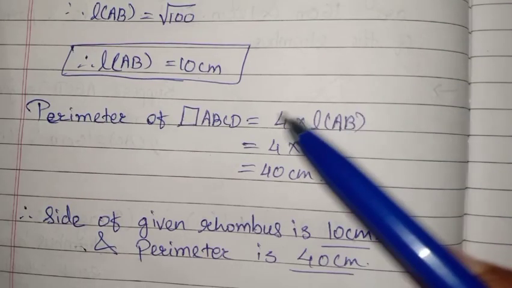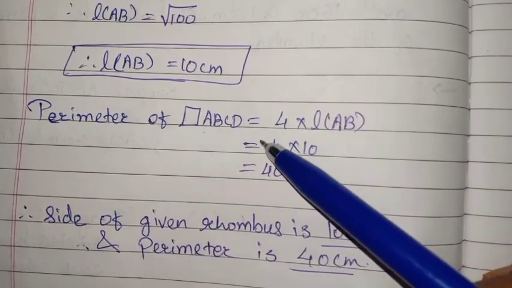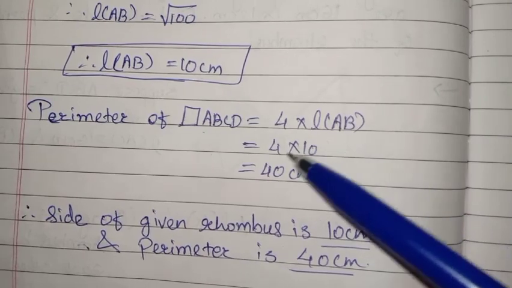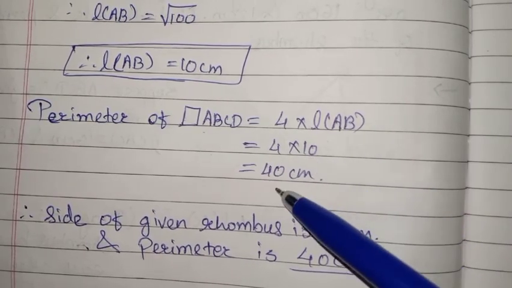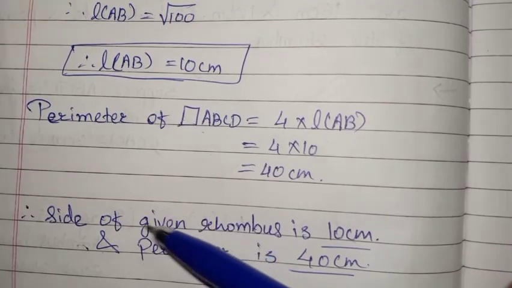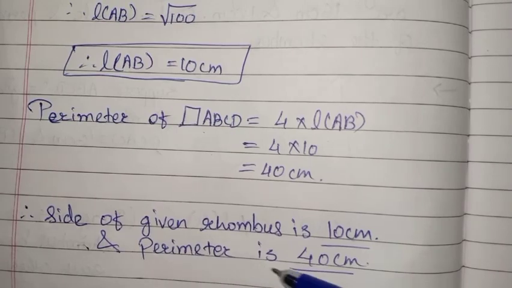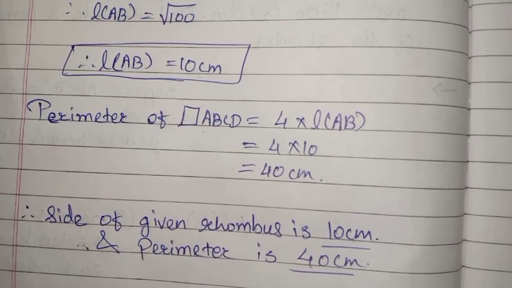Next is we have to find perimeter. Perimeter of rhombus ABCD is equal to 4 into side. That is 4 into 10 is 40 centimeters. Finally, we will write answer. Side of given rhombus is 10 centimeter and perimeter is 40 centimeter.